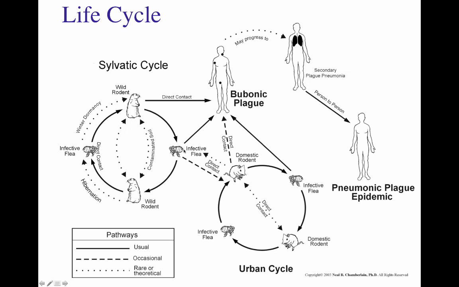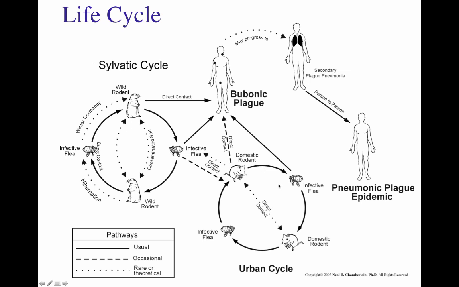Now the fleas are able to interact, for example in here, with animals that are present in the urban setting, like the rat. So you can have fleas that come in contact with rats. The rats are now going to become infected, they're going to have fleas, and they're going to be passed along to other animals. This generates the urban cycle.